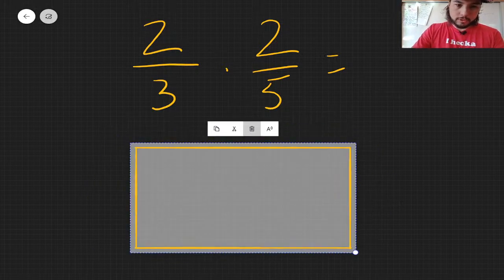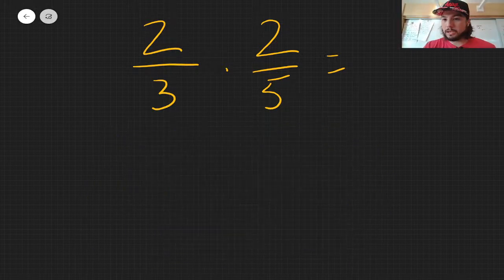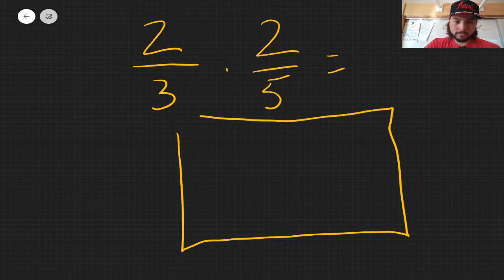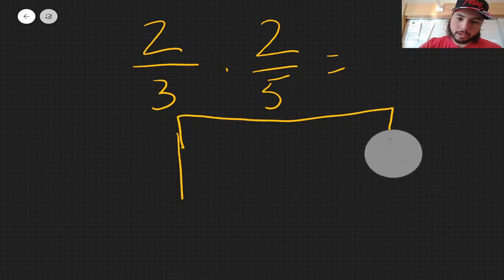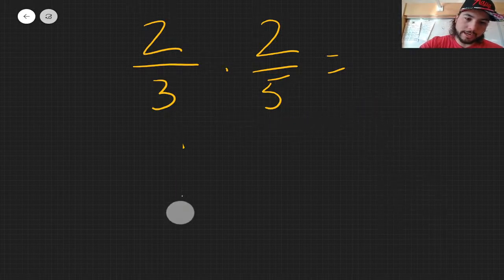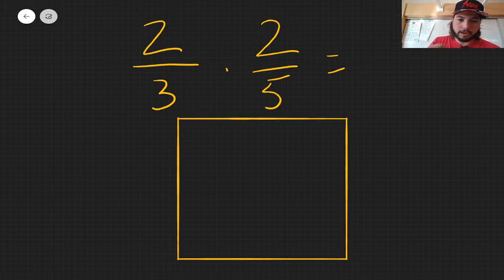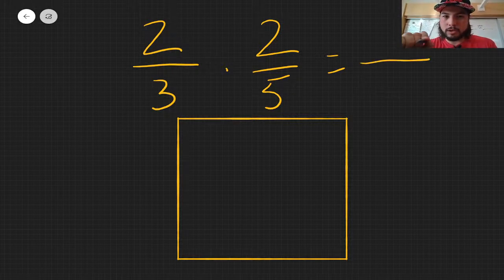2/3 times 2/5. Now you can start with the standard algorithm and multiply straight across to get an answer. But what we're also going to do is prove it with a visual, so we can really see what's happening here. Okay, so we can go straight across. 2 times 2 is 4. 3 times 5 is 15.